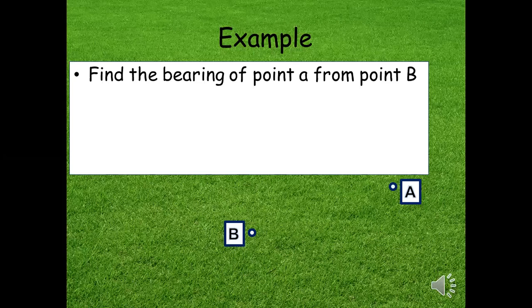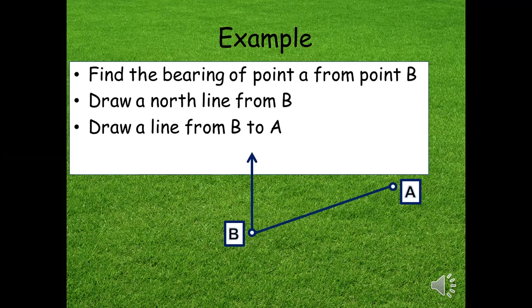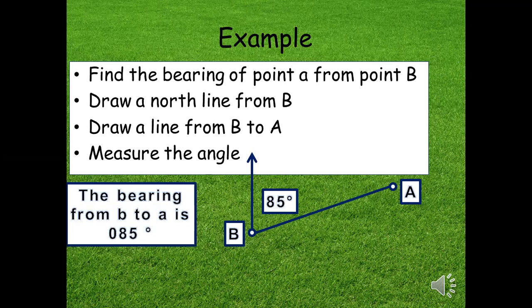Okay, find the bearing of point A from point B. From point B means draw the north line from point B. Then connect the two points. Then measure the angle from the north line to the other line that I have drawn, but I have to go clockwise. So if I gave you that this angle is 85, the bearing from point B is 085 degrees. Why did I add 0? Because it must be 3 figures.